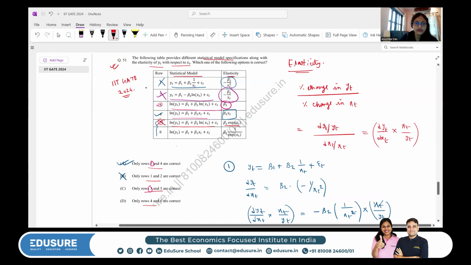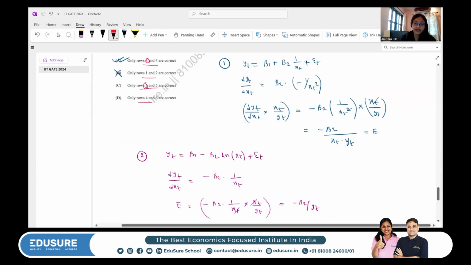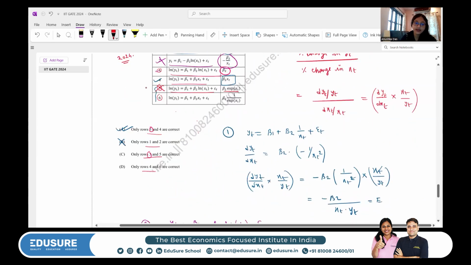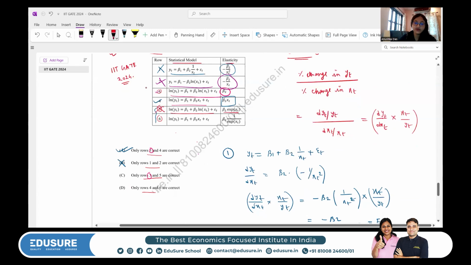And is this also the same? Yes. Model 4 and model 6 are also the same. ln yt is beta 1 plus beta 2 xt plus epsilon t. And this we have already got, that is beta 2 xt. And here it is given as beta 2 times 1 upon exponential of xt. So this is also incorrect.